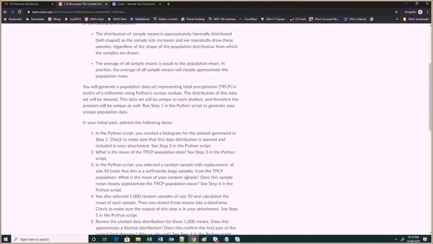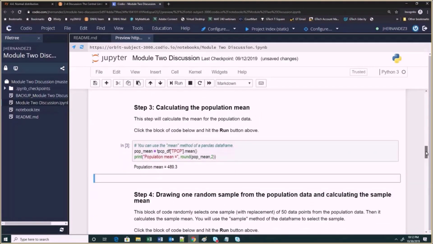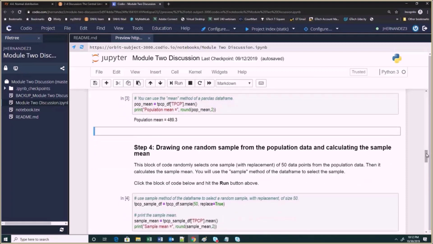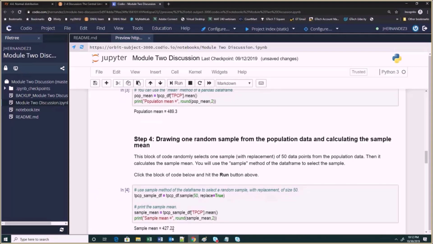So in the next step, we will draw a random sample from the population that you generated in step 1. This block of code will select a random sample of 50 data points from that population data set, and then it will calculate the mean of that sample. So let's do that. So here's the first estimate. The sample mean comes out to be 427.